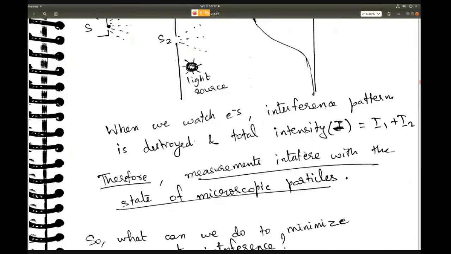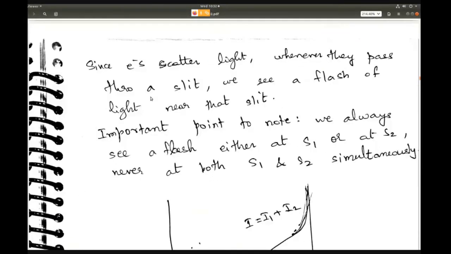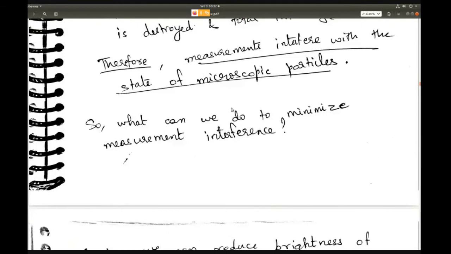Okay. So if the electrons do not split, let's look at which slit they went through. We can place a strong light behind the wall containing the slit and Geiger counters on the detecting wall. So when an electron reaches the wall, we hear a click. Now since electrons scatter light, whenever they pass through a slit, we see a flash of light near the slit. All right, so this is what we're doing.